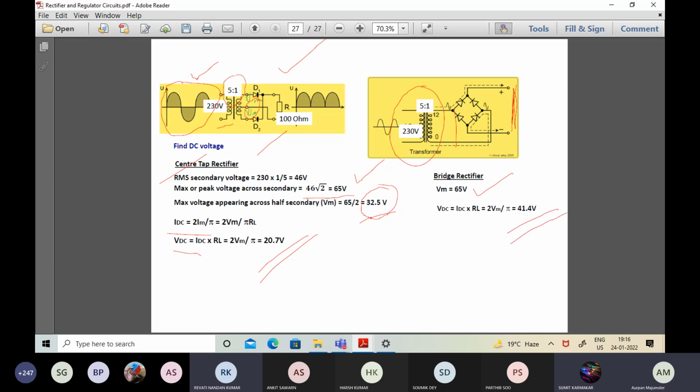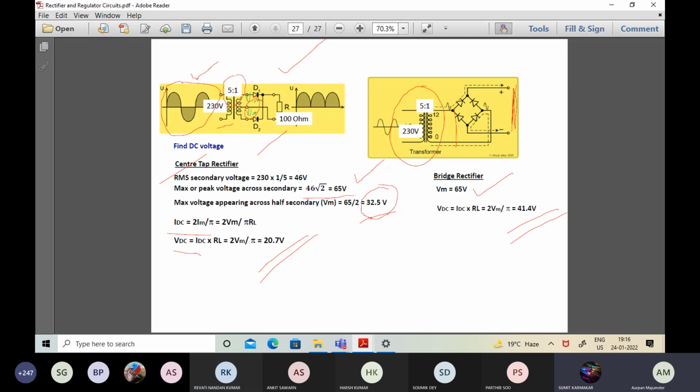So we can understand that through the bridge rectifier, the DC voltage we finally obtain across the load is far higher, almost double according to this example, compared to the center tap scenario. That is the advantage of the bridge rectifier that gets explored in this example.